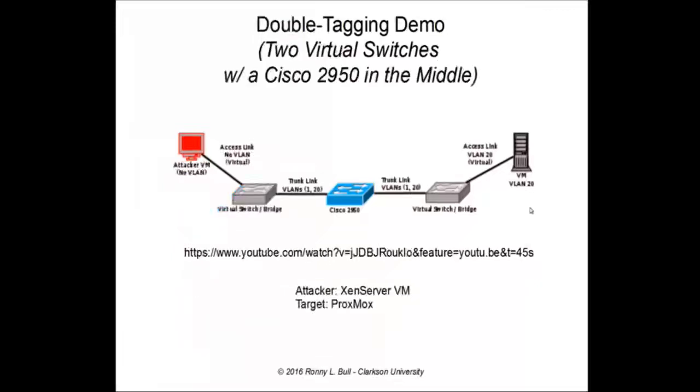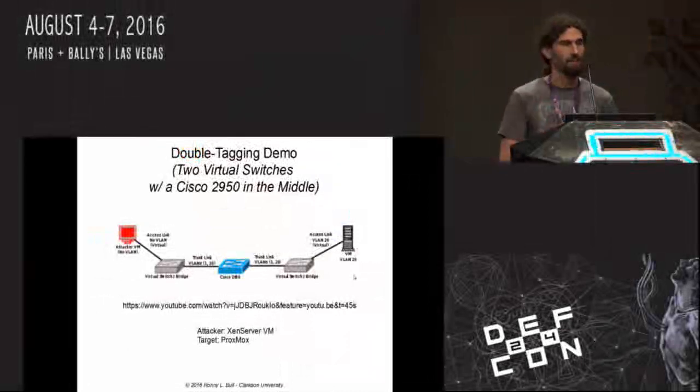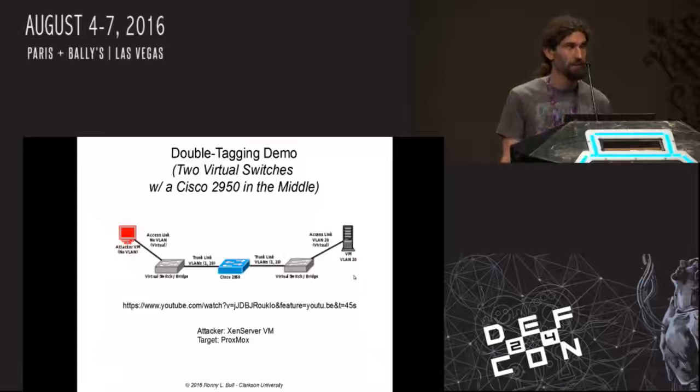Okay, so the second scenario we did was 2 virtual switches. So we took out that second 2950, and instead we're going from one virtualized environment through the physical switch into another virtualized environment. So in this case, we have an attacker VM. It's on no VLAN, just on that native VLAN on that virtual environment, going through that virtual switch, connected through a trunk link via best practices on 1 and 20 into the Cisco 2950, through another trunk link connected to another virtualized environment, which is going into a virtual switch there, on an access VM on VLAN 20. So in this demo, we have the attacker systems on Zen server and the target systems on Proxmox.